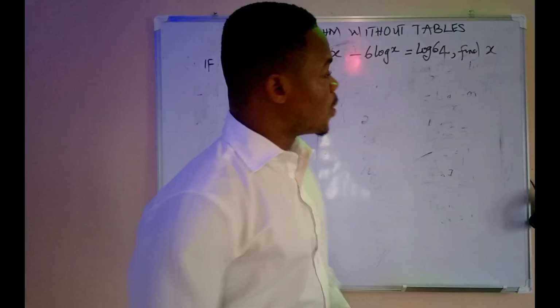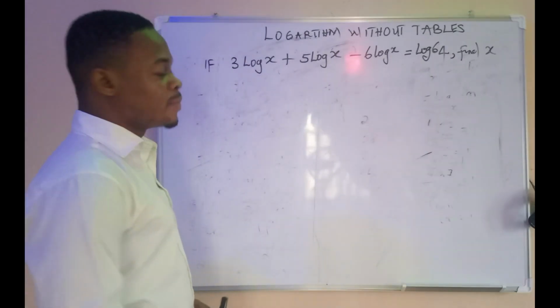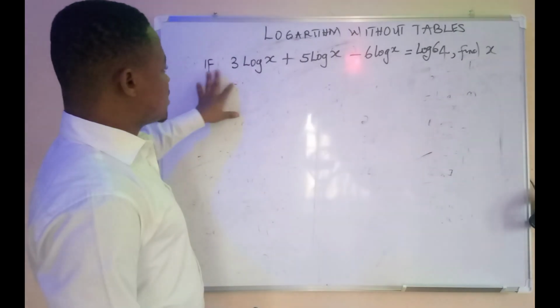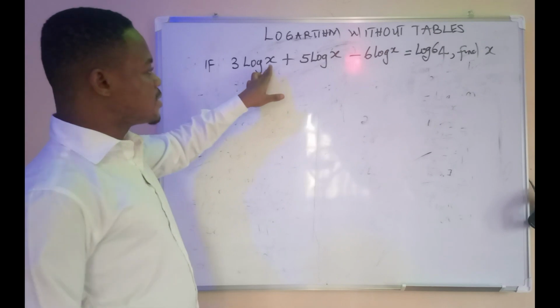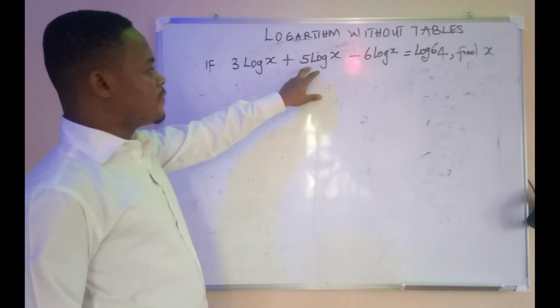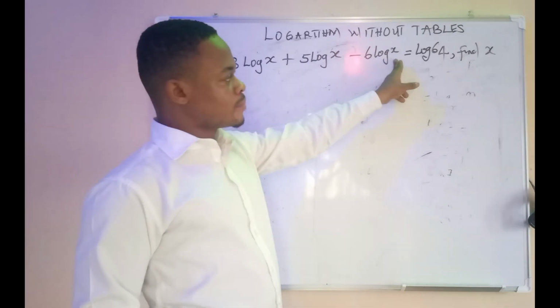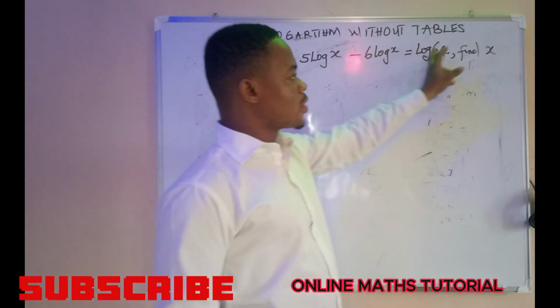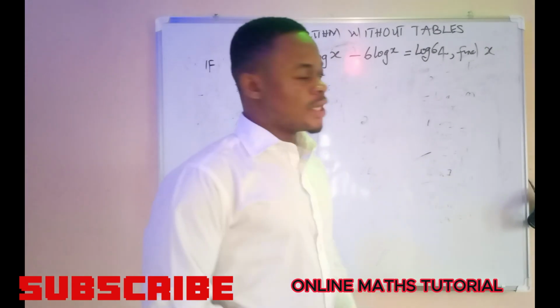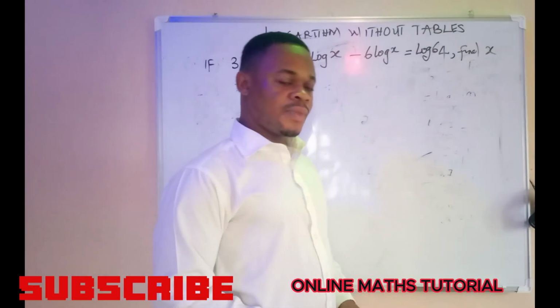We have a problem on the board, and the problem is a logarithm problem, which says if 3 log x plus 5 log x minus 6 log x is equal to log 64, that we should find x.